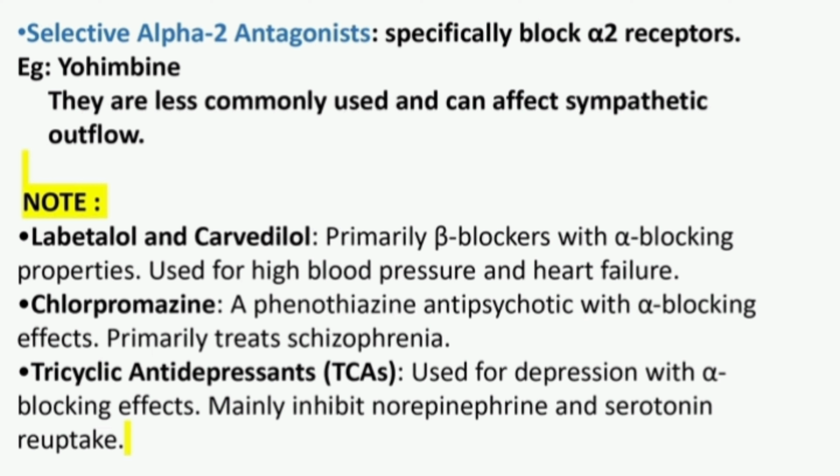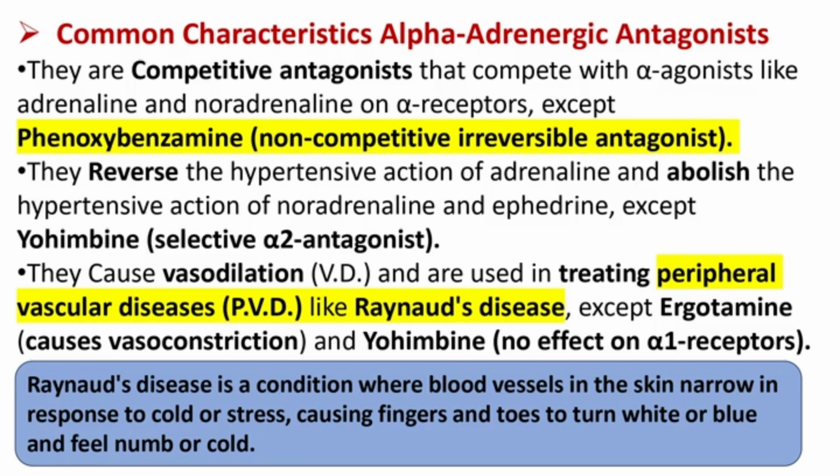We can expect the questions based on this. Coming chapters we will discuss these things also. And the next one is the classification, sorry, not the classification. These are the common characteristics of alpha adrenergic antagonists. Mainly they are competitive antagonists. That means they compete with the alpha agonists like adrenaline and noradrenaline on alpha receptors.